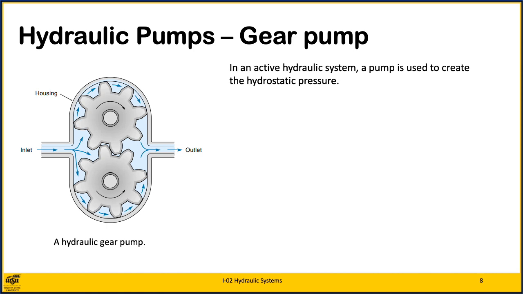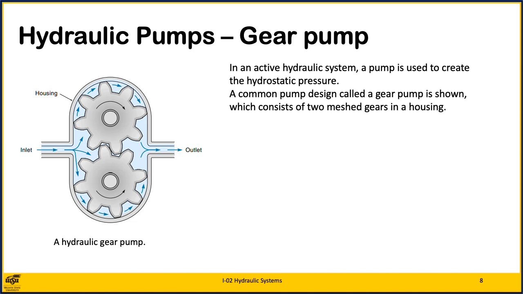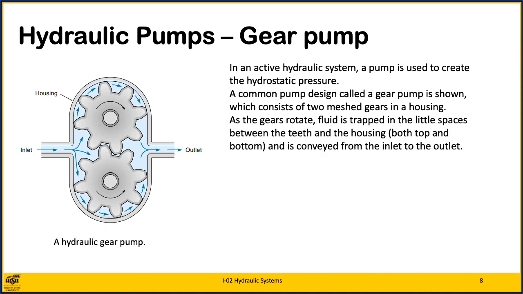In an active hydraulic system, a pump is used to create the hydrostatic pressure. A common pump design, called a gear pump, is shown, which consists of 2 meshed gears in a housing. As the gears rotate, fluid is trapped in the little spaces between the teeth and the housing, both top and bottom, and is conveyed from the inlet to the outlet.